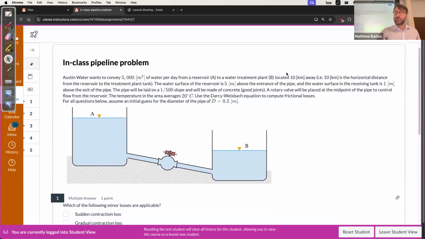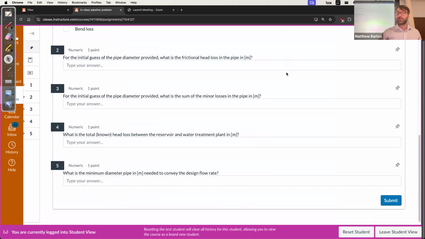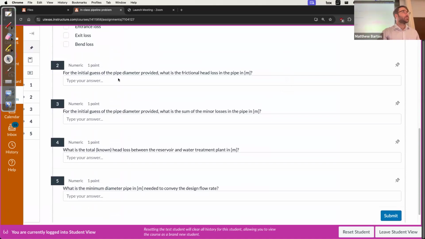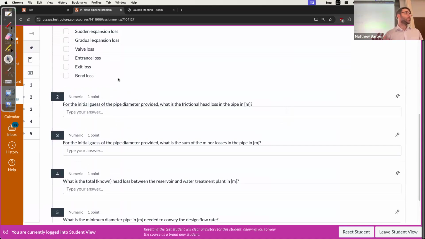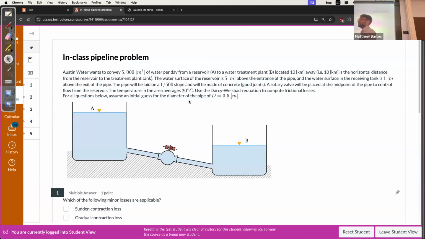And the overall goal of this problem is to determine the minimum diameter pipe needed to convey the design flow rate. So there are a couple of helper problems on the way that will help you debug the solution if you can't get that diameter correctly. But the overall goal of the problem is to solve for the diameter in the pipe that conveys the design flow rate of 5,000 cubic meters per day. So that's a flow rate in cubic meters per day.